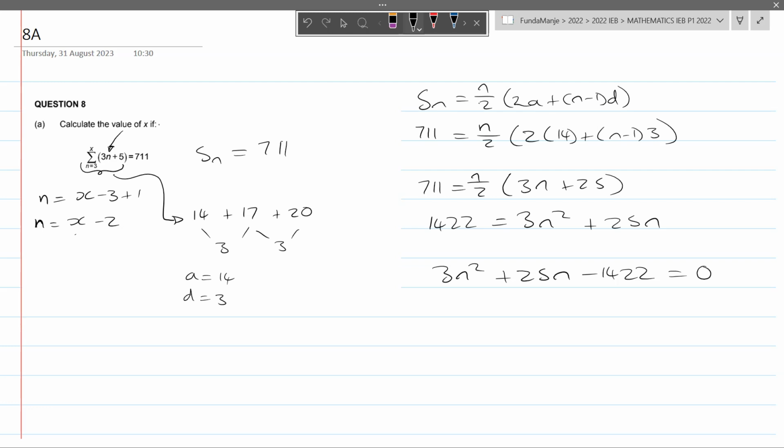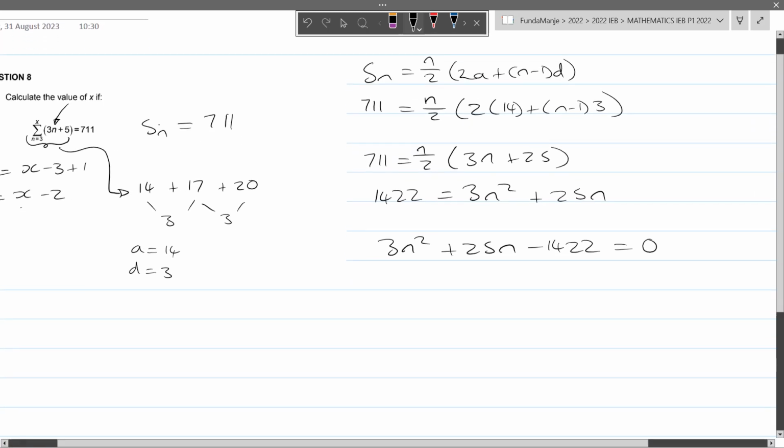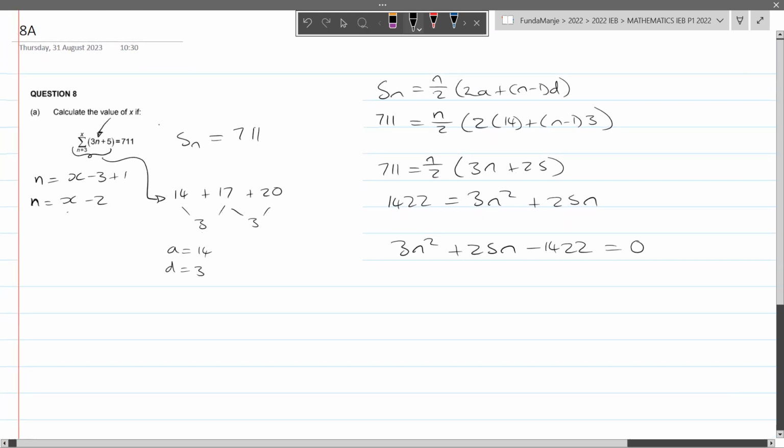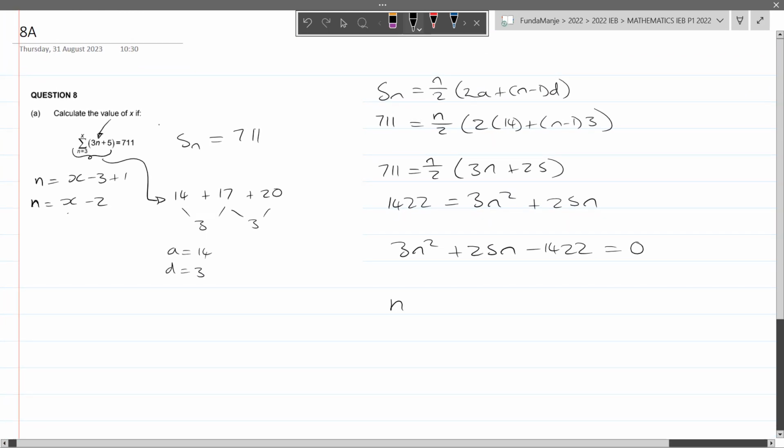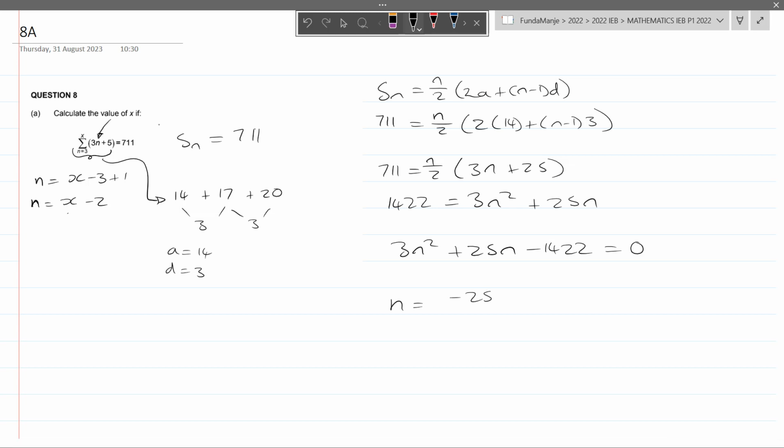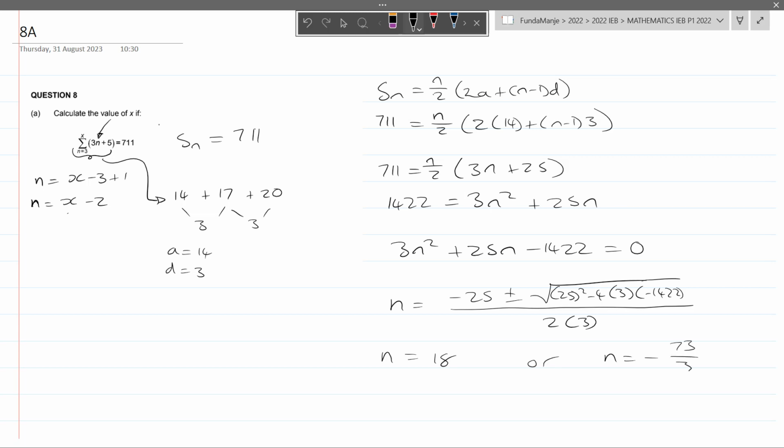Once we have this, we can use our quadratic formula, which states x is equal to, in this case we're not solving for x but n, so n is equal to minus b, which is 25, plus or minus the square root of b squared, which is 25 squared, minus 4a, which is 3, times c, negative 1422, all over 2a, which is 3. From this you get two values. One will be 18, or you'll get n is equal to minus 73 over 3, of which this won't be applicable. Therefore, your answer is n is equal to 18.